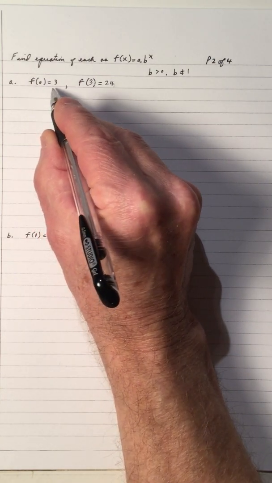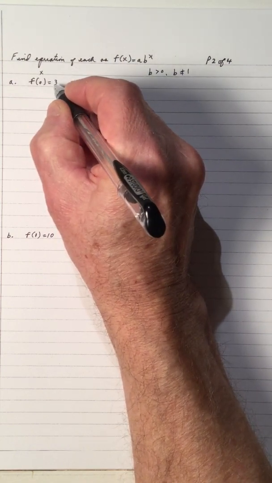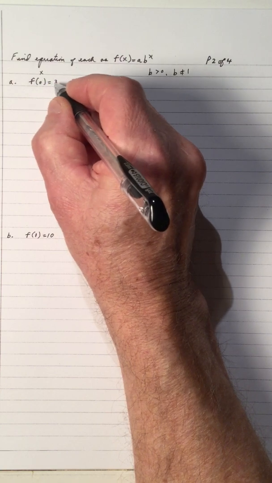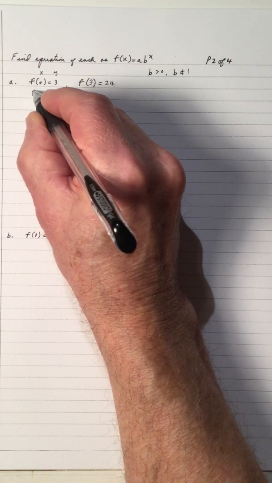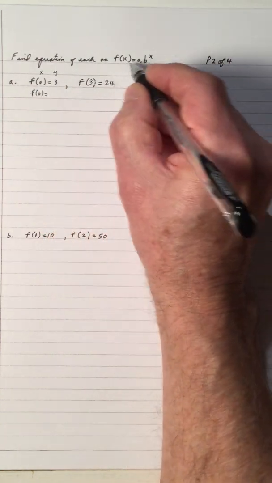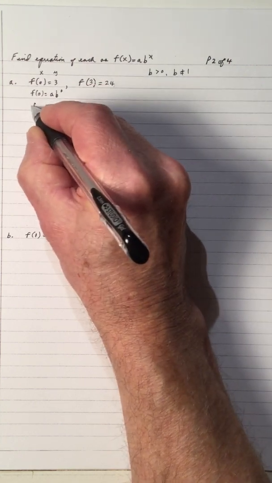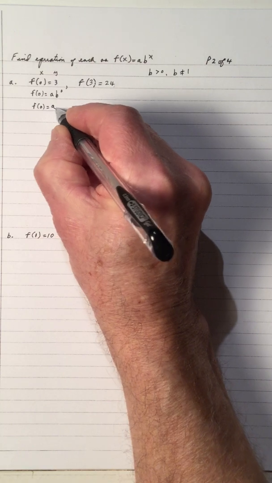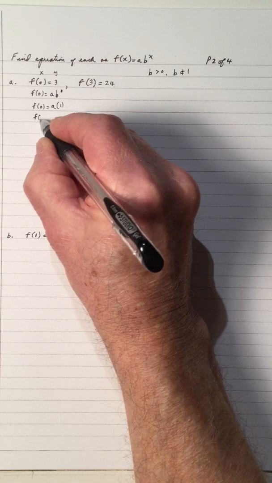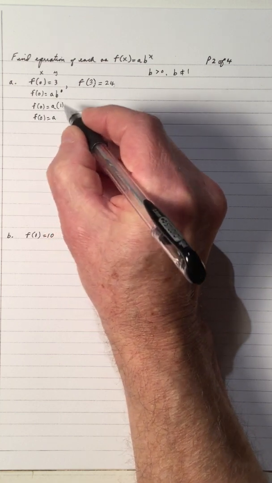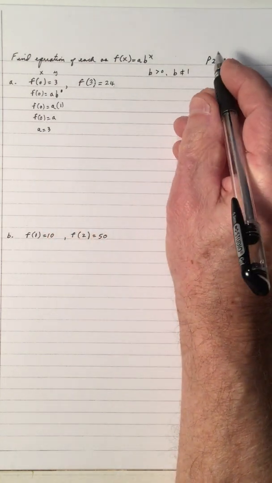The f of 0 equals 3. So that means x is 0 and the f of x is 3. So that's the y, if you think of it that way. So x is 0, so the f of 0. I'm going to put a 0 in a, b to the 0. So the f of 0 equals a, b to the 0 is 1. So the f of 0 is equal to a. But the f of 0 is equal to 3, so that means a is equal to 3.